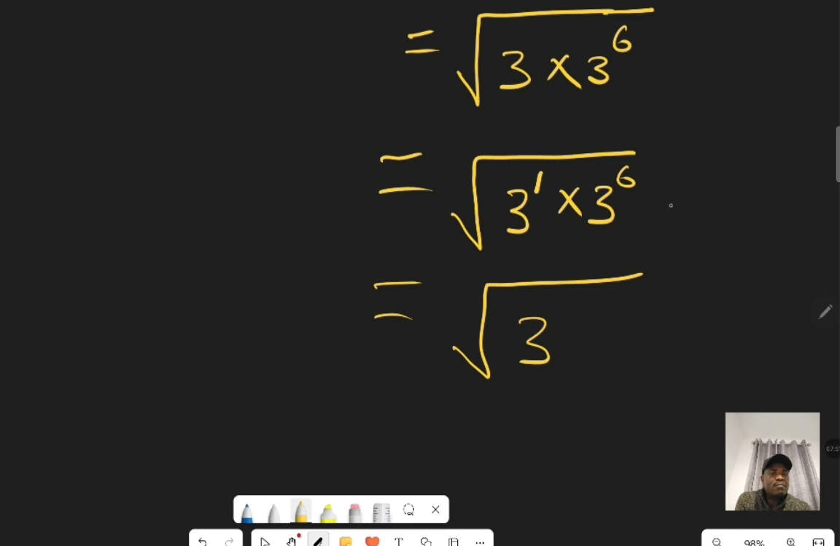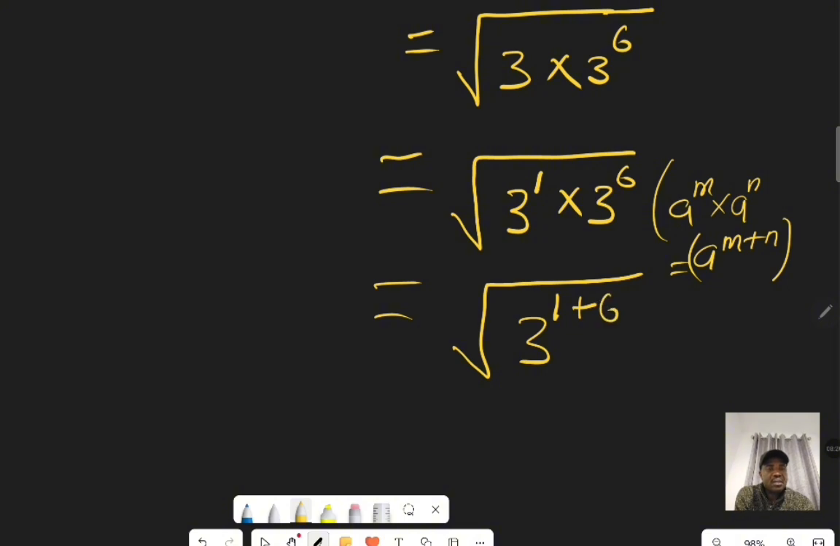We have a law of indices that says that a raised to the power of m times a raised to the power of n is equal to a raised to the power of m plus n. If that be so, we have a common base. This will change to 1 plus 6. We have root of 3 raised to the power of 7.